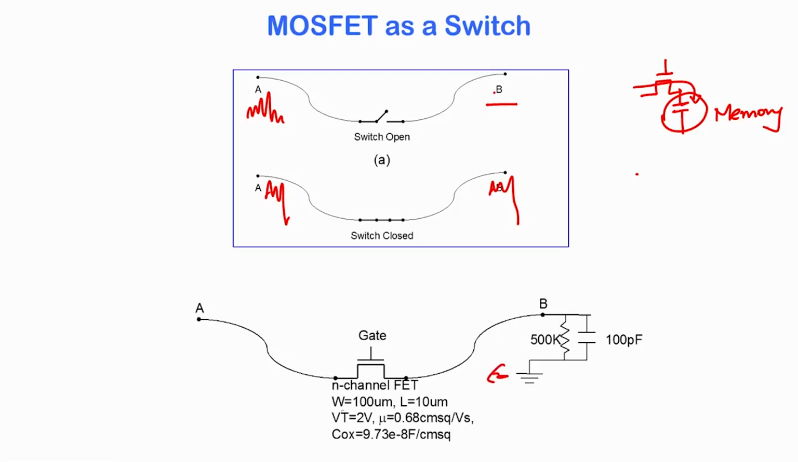So, the MOSFET we are considering has got a channel width of 100 micron, channel length of 10 micron, threshold voltage of 2 volts, a mobility that is very low, and basically this is a thin film transistor MOSFET which has got disordered semiconductors, a COX which is 9.73 E minus 8 farad per centimeter square, and we have point B here which has got this terminal circuit. Okay. So, naturally if the MOSFET is open, point B is pulled to ground, it is kept at ground because of charge draining off through this resistor.